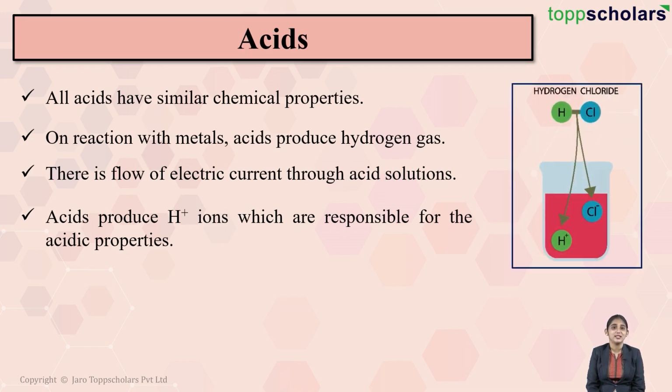So as you can see over here, I have an acid, hydrogen chloride, that is HCl. Now, if I take hydrogen chloride and dissolve it in water, it dissociates, it splits up into ions, that is H plus ion and Cl minus ion, right? So here we can see acids produce H plus ions, and these H plus ions are the ones which are responsible for the acidic properties. And this is the reason why acidic solutions can conduct electric current.